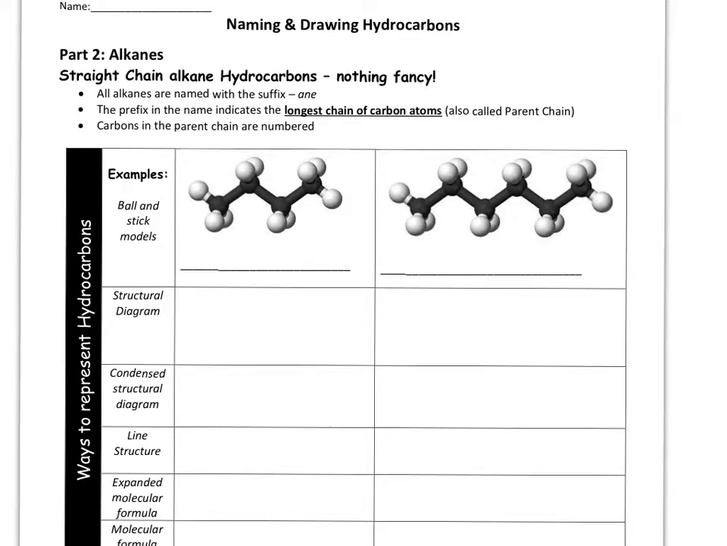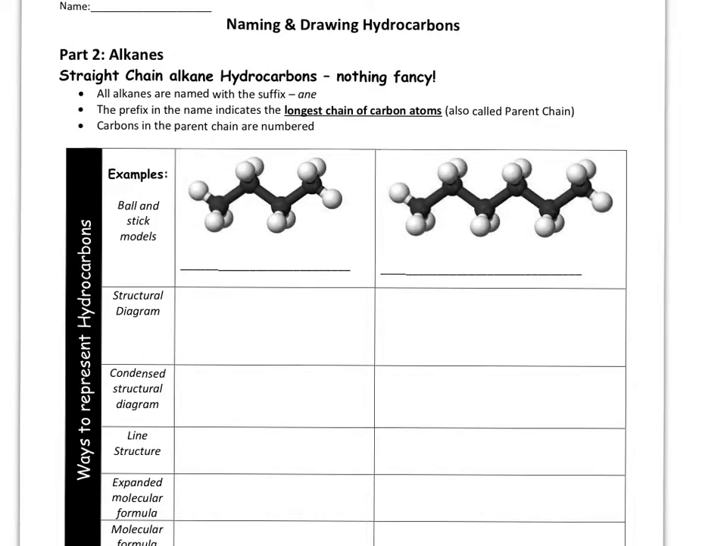So when we name these alkanes, there's two parts to the name, like we learned in our previous lesson. The prefix is what tells us the number of carbons, the longest chain of carbon atoms, and the suffix tells us what kind of bonds we have. So these are all alkanes. They're all single bonds, so all of them have the suffix ane.